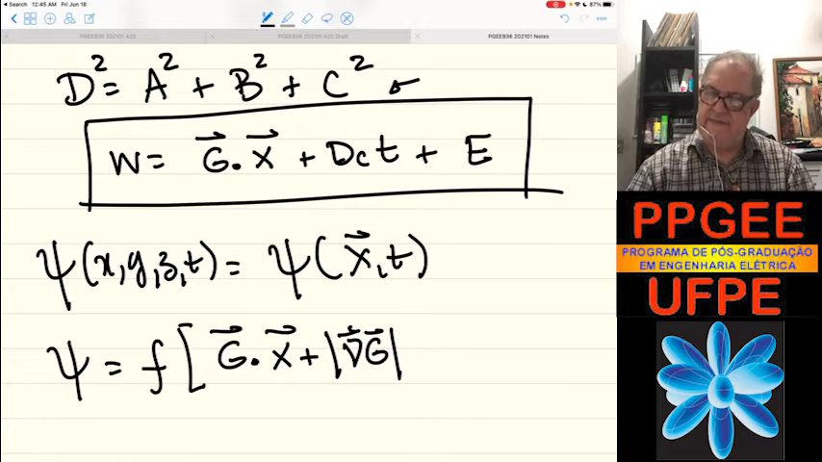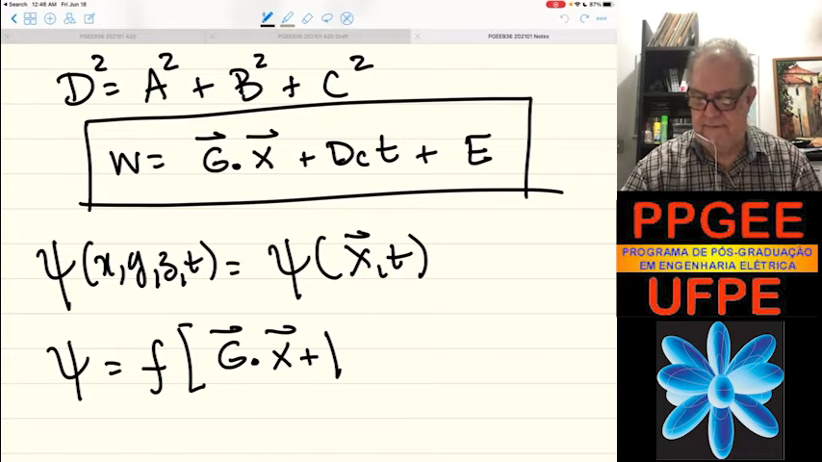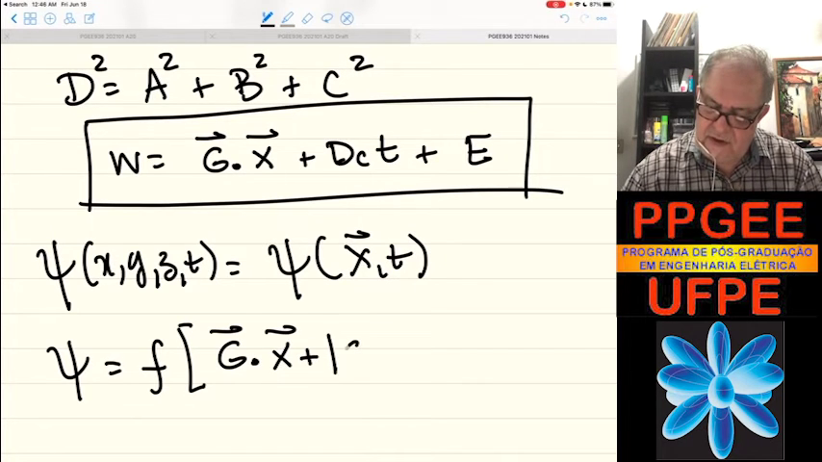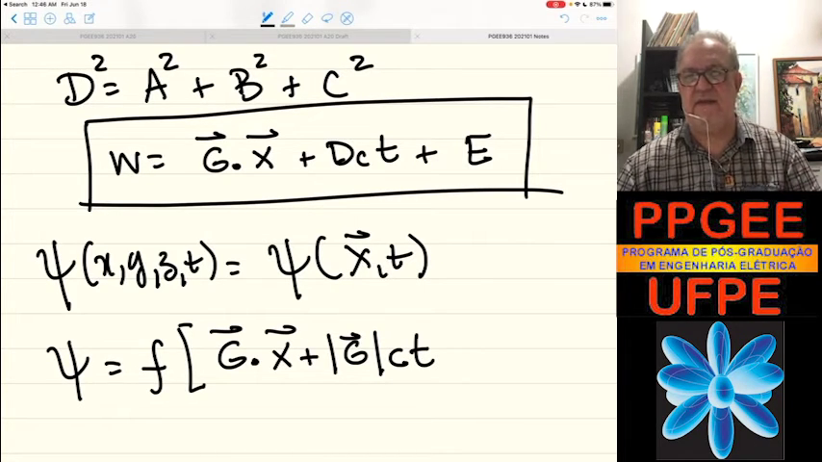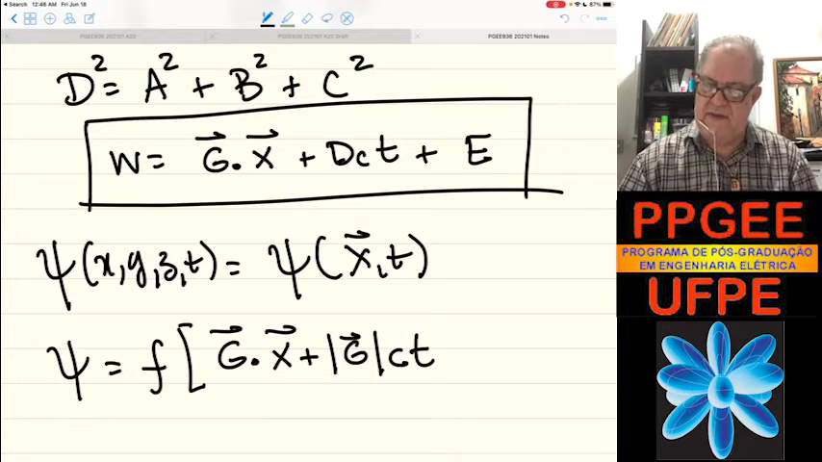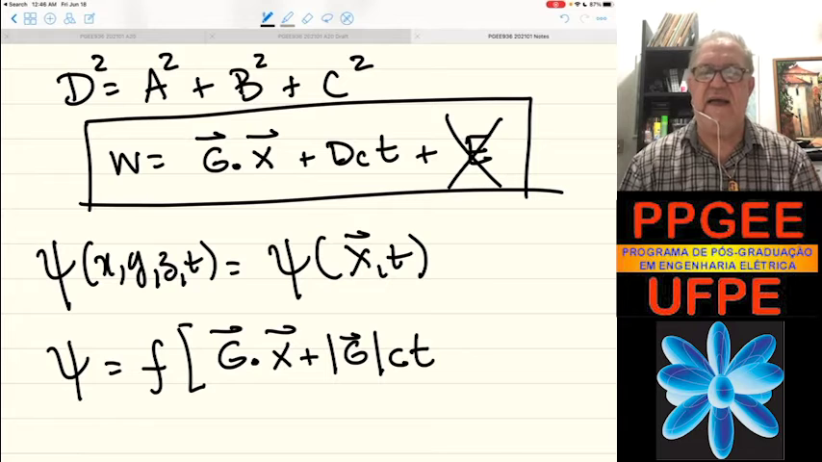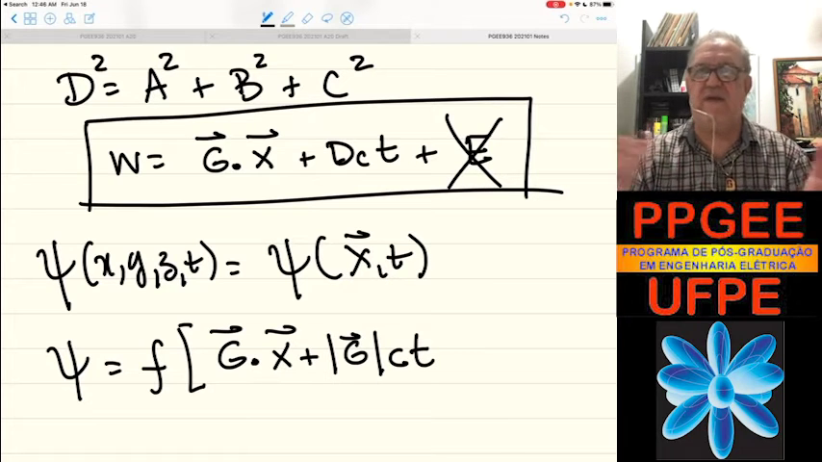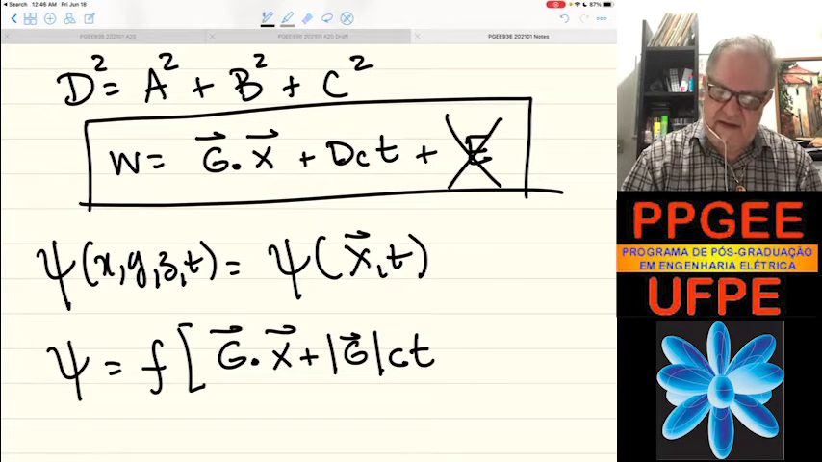So it's the magnitude of G times ct plus a constant, right? I'm going to drop this constant because that doesn't give any information. It's just a shift in the coordinate system. That's what it is. Okay? So let's make that constant equal 0. So that's the form of the wave function.